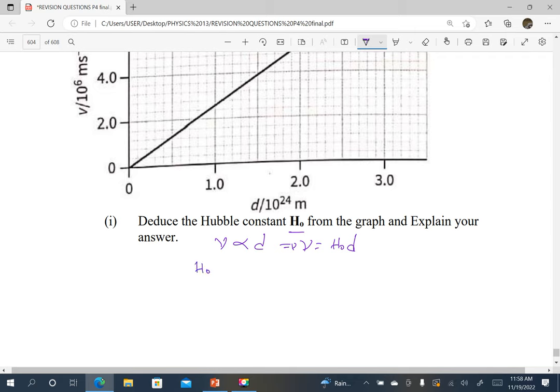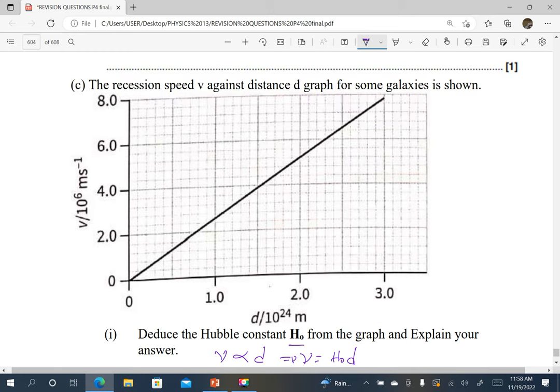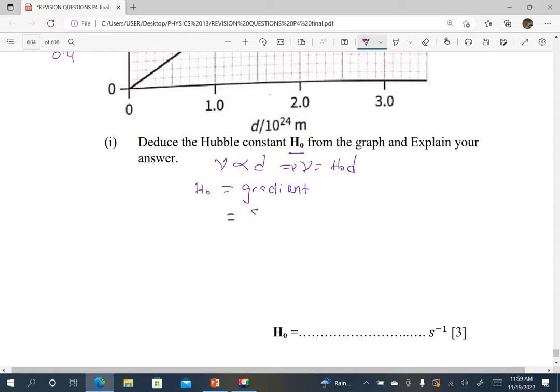So I will simply say Hubble's constant H naught is equal to the gradient. I just obtained the gradient from the graph. I'm trying to look for a more favorable point, maybe this one. So I read this as 2. On the y-axis, the scale on the vertical is 2 divided by 5, that is 0.4. So 2.4, 4.4, 4.8, 5.2. So I'll have 5.2 minus 0 divided by 2.0 minus 0.